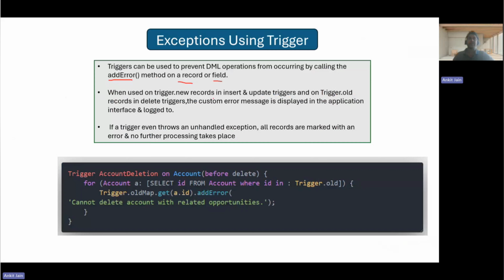So you use Trigger.new records in insert or update triggers and Trigger.old records in the delete trigger. We always discuss that for insert and update, you should go for Trigger.new, and for the delete scenario, you should go for Trigger.old. The custom error message will always display in the application interface. Right? This is the only way of displaying something on the UI using the Apex.